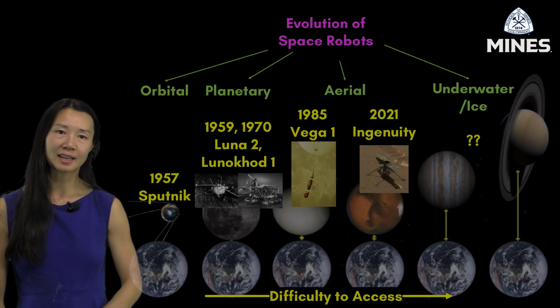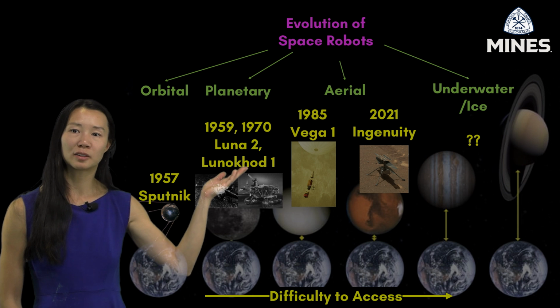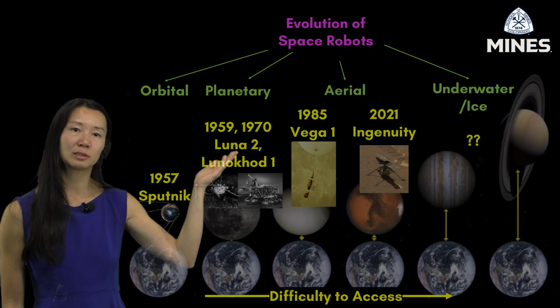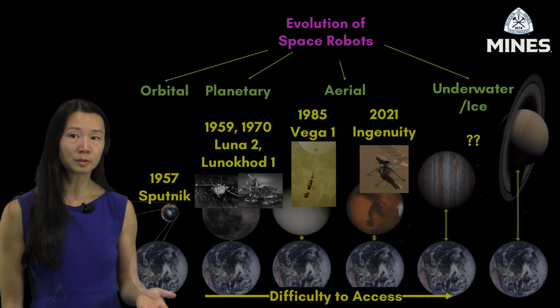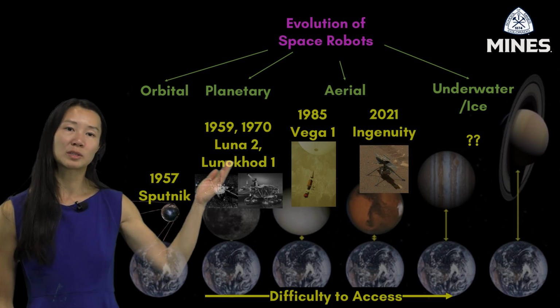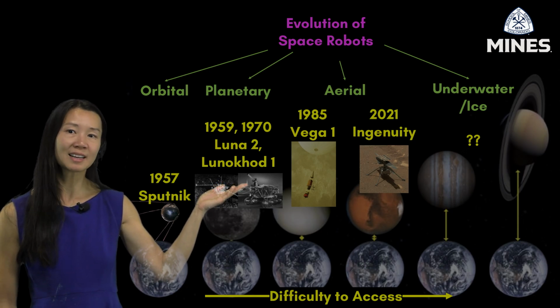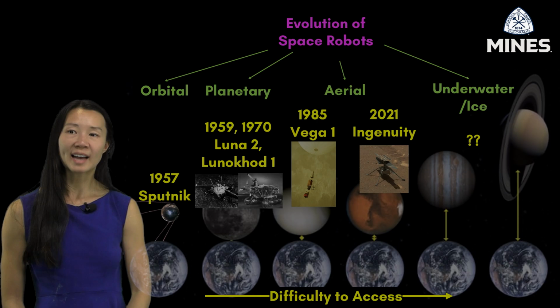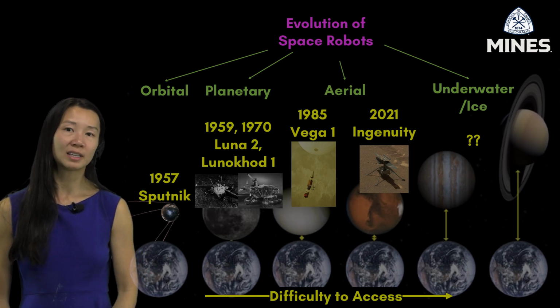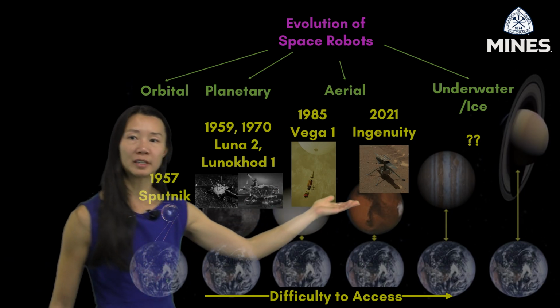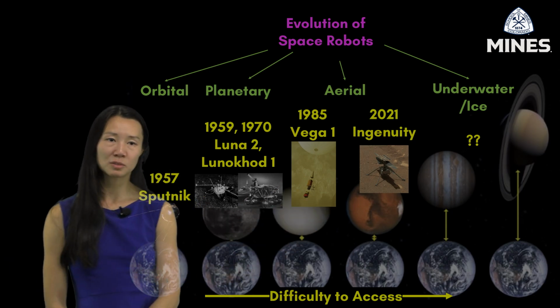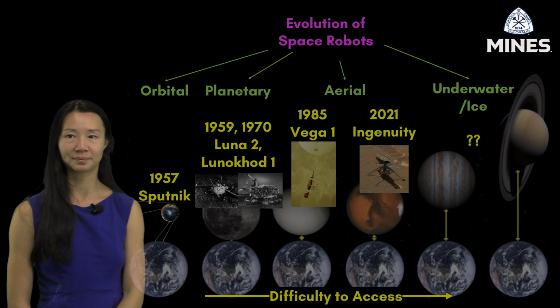In the planetary class, the first lander on another body, the moon, is Luna 2, and that happened in 1959. The first mobile robot on another planet was on the moon, and its name was Lunokhod 1, which happened in 1970. The first passive aerial vehicle on another planet, Venus, was Vega 1 in 1985, and the first aerial vehicle on another planet, Mars, was Ingenuity in 2021.